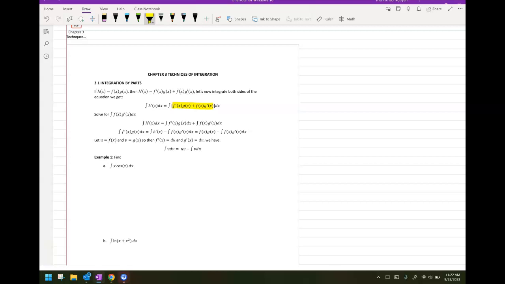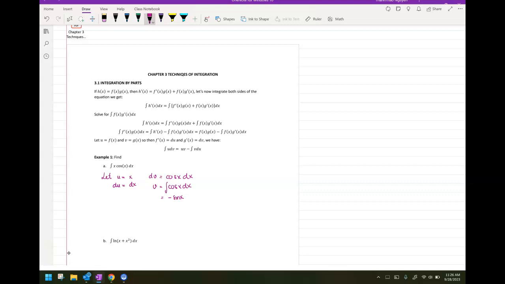We use this type of integration to solve problems such as the integral of x times cosine of x dx. So let's start with the first example. We will let u equal x. This means du equals dx. We will let dv equal cosine of x dx. This means v equals the integral of cosine of x dx, which equals sine x.